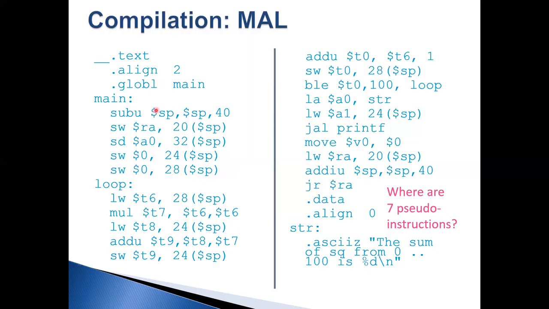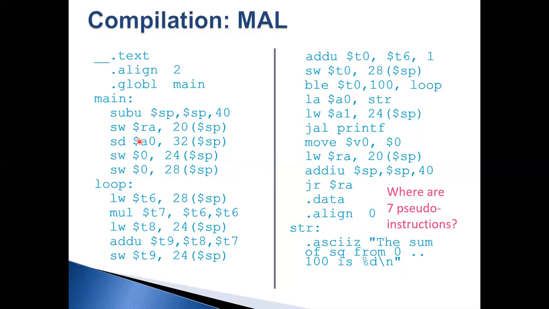The first one: is there anything wrong with this line? This is a subu, and you have a number here. It's not true assembly language, so this is pseudo. What else? This one is load double. It's supposed to load a double into a register. Of course, you cannot do that, because a register has only 32 bits, and a double has 64 bits. So we are going to see how we translate that into true assembly language.